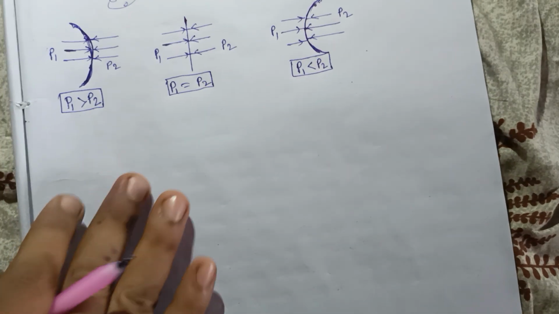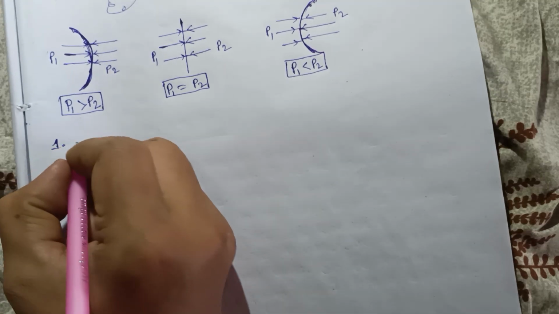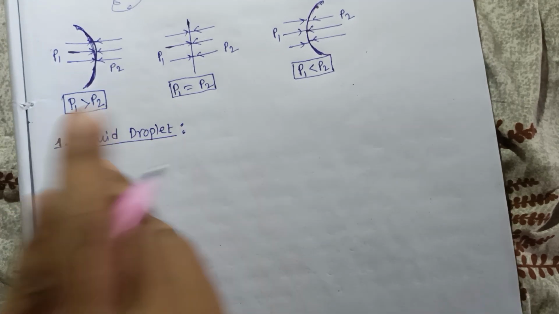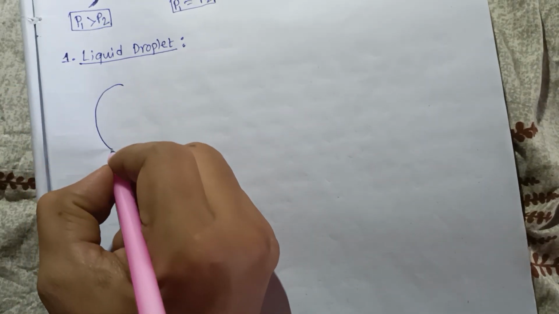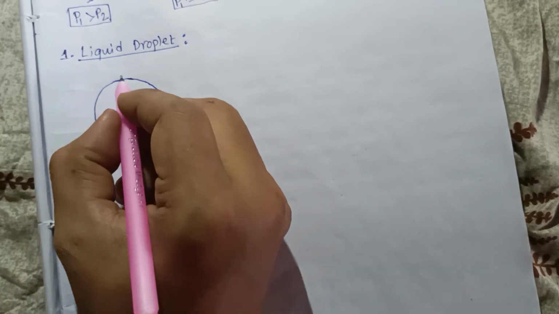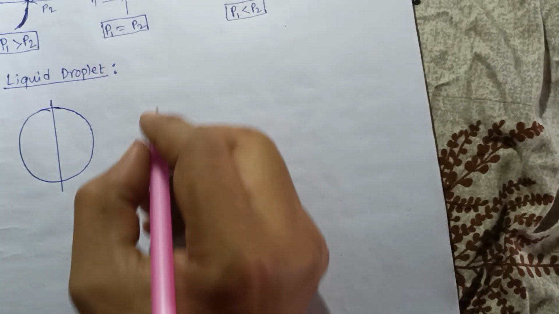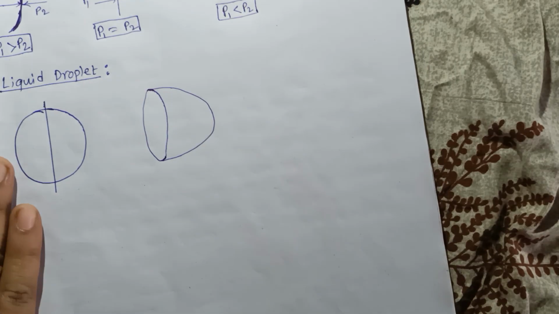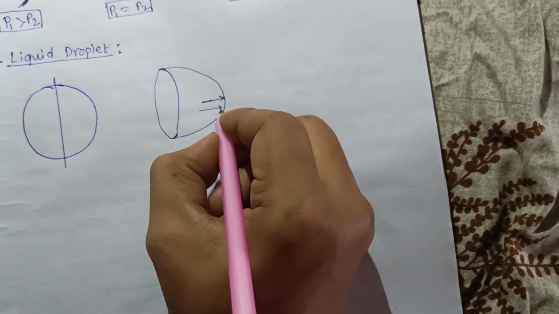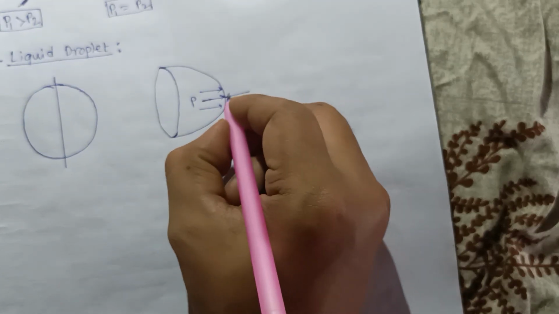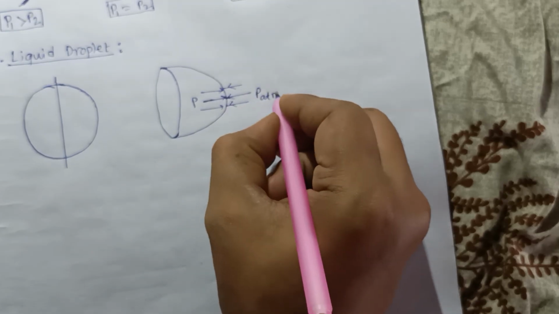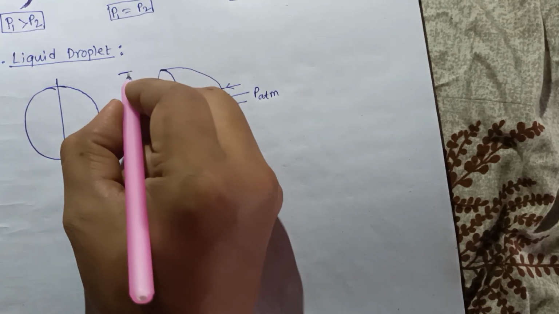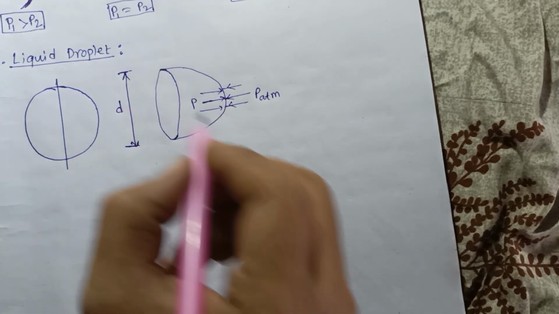Okay, now we will focus on the liquid droplet. So first case, the liquid droplet. If we cut the cross section of this liquid droplet, this will be the cross section. Here there is a pressure, consider this pressure is P, and outside this the pressure is atmospheric pressure, P atm. Consider the diameter of this sphere to be small d.